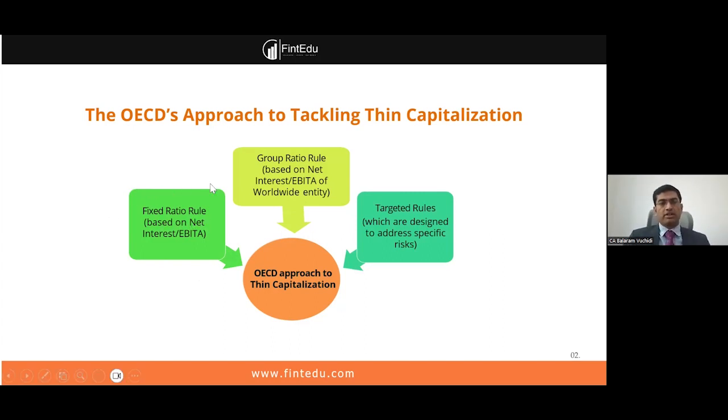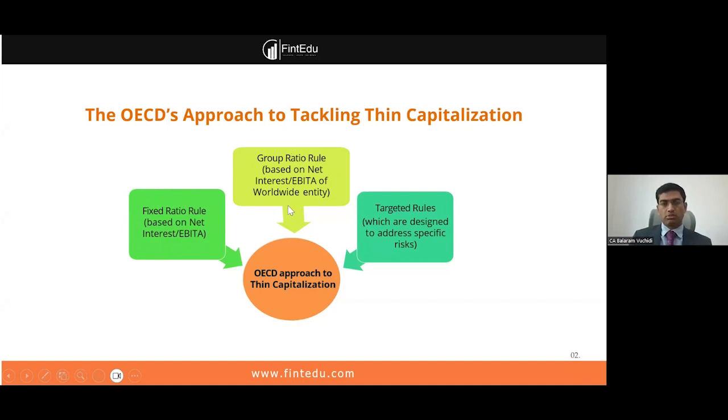First, the fixed ratio rule. It is based on net interest versus your EBITDA, which means your interest amount as a percentage of your total earnings before interest and tax. They may give a certain percentage above which interest is not allowed to be deducted. This is what we have in the case of the UAE. They have given 30% as a limit, in excess of 12 million dirhams, which we will see in the following slides. So you have a fixed percentage up to which your interest is allowed to be deducted. Any excess is not allowed to be deducted in that year. This we will look at at each individual entity or taxable person level.